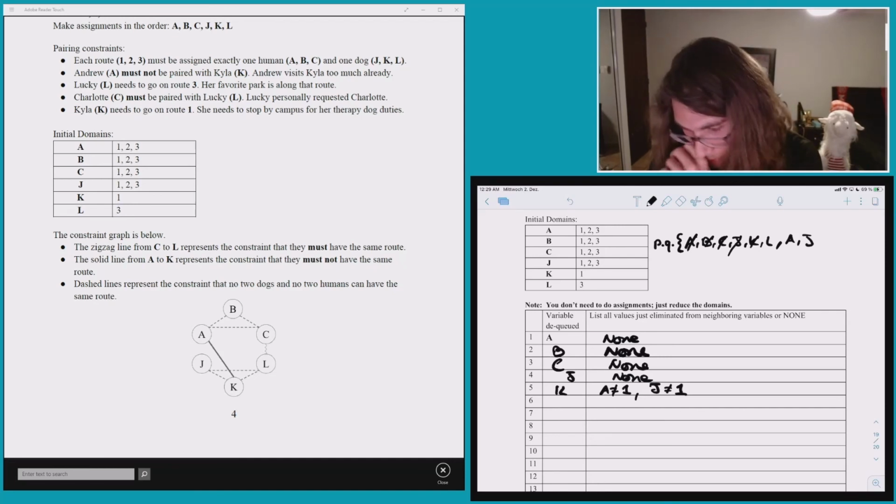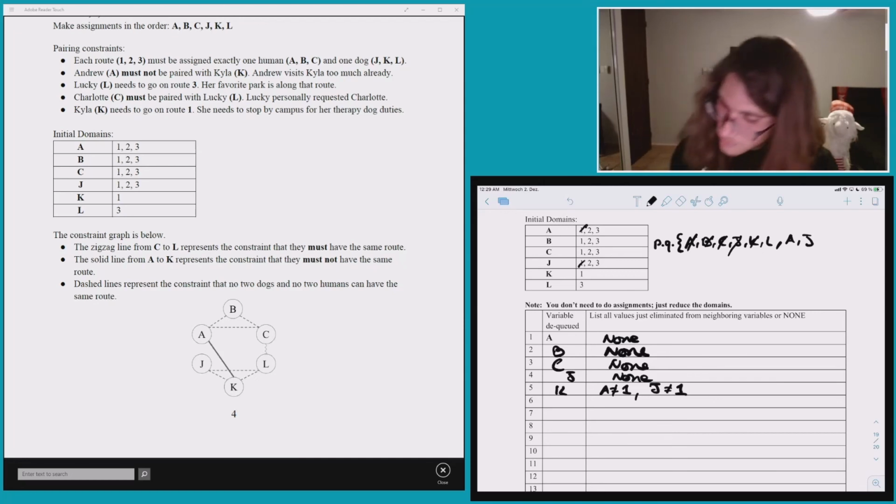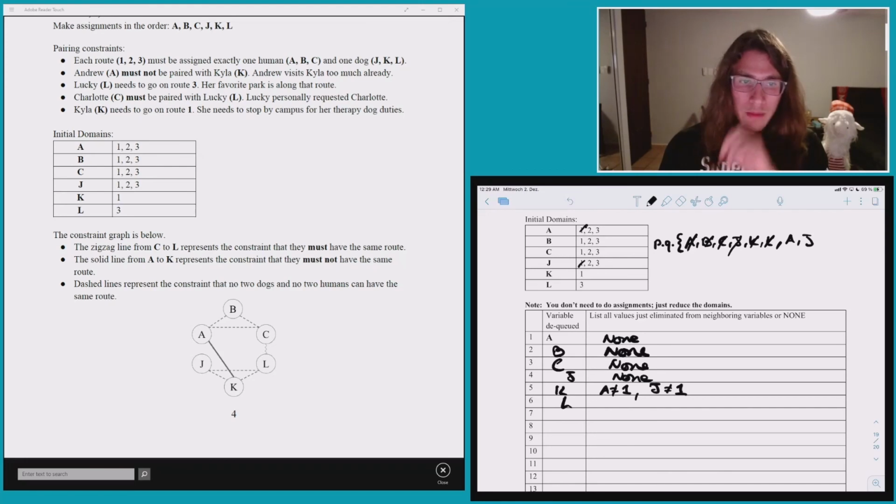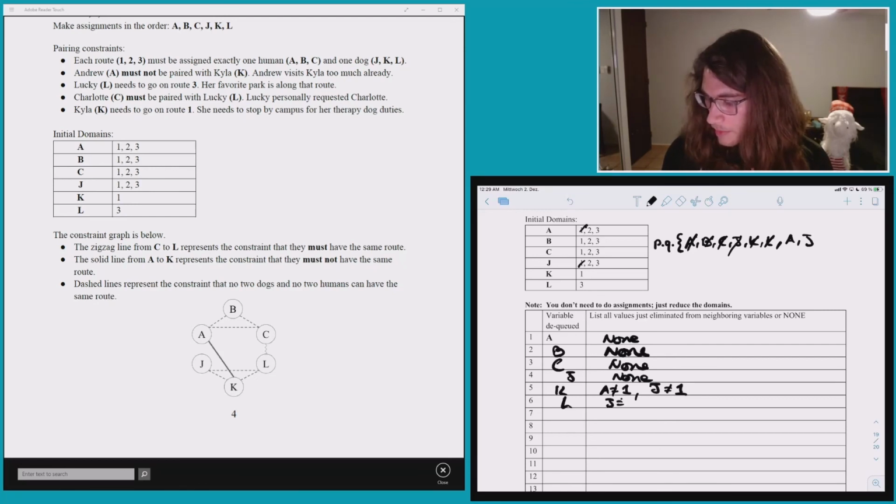And I'm going to start eliminating values from their domains here. Okay. On to the next one. That's L. And L has a similar story. Because it only has one value in its domain, when J is equal to 3, that conflicts with every single value in the domain of L. So J cannot be 3. And according to the constraint graph, C cannot be 1 nor 2.